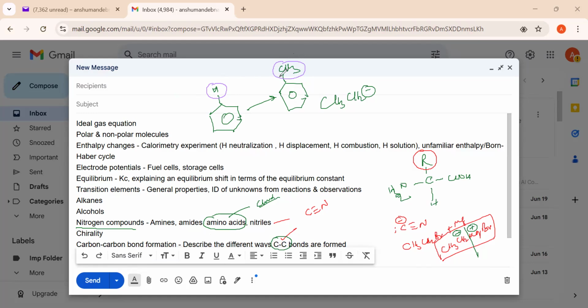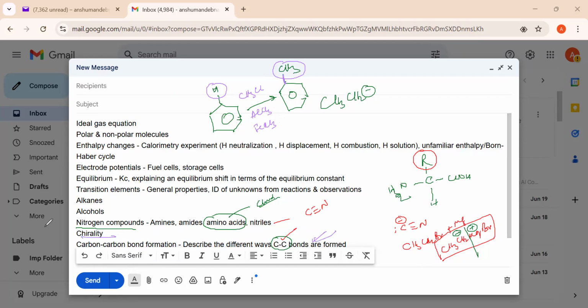What do we take the help of? We take the help of the Friedel-Crafts reaction. What do we take? We take CH3Cl in presence of aluminum chloride or FeCl3, right? So see, we have added a carbon-carbon bond. So this will be very important, right?